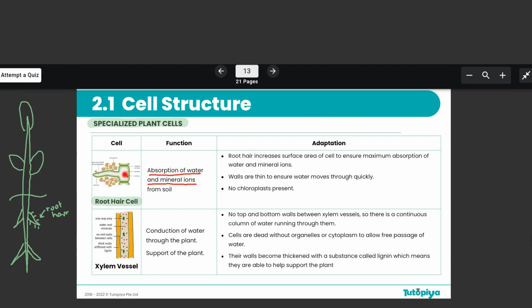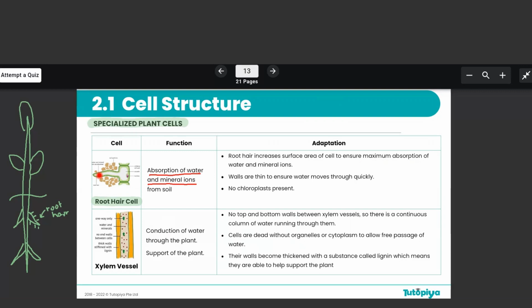So firstly, the root hair cells have this extension, which is the root hair, that increases the surface area of the cell. So you see, by extending out, the surface area of the cell is increased, and this will ensure maximum absorption of water and mineral ions. So that's why it has extended out, to make sure that the maximum amount of water and mineral ions can be taken into the plant.